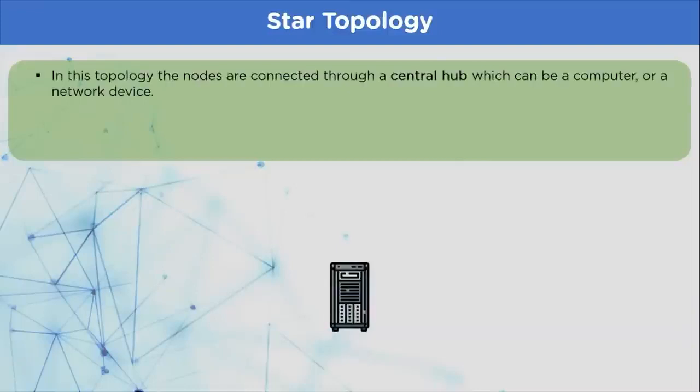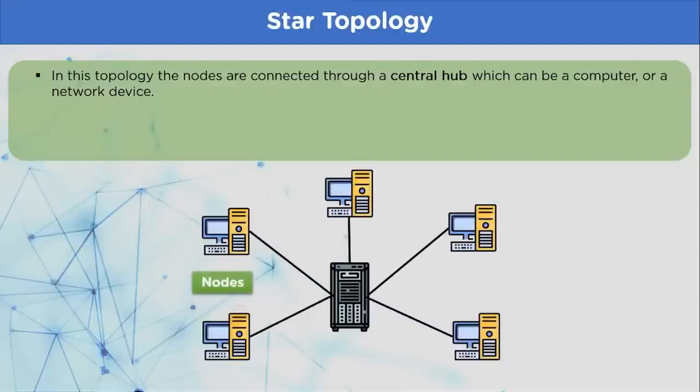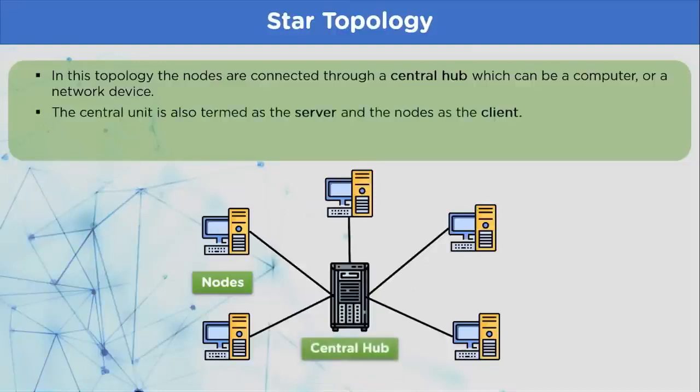Now let's talk about star topology. In this topology, the networks are connected to each other through the central hub, which can be a computer or a server. The central unit in the connection is also known as the server, and the nodes are known as the clients. Any connection between the nodes has to be through the server, and it is one of the most popular topology connections.